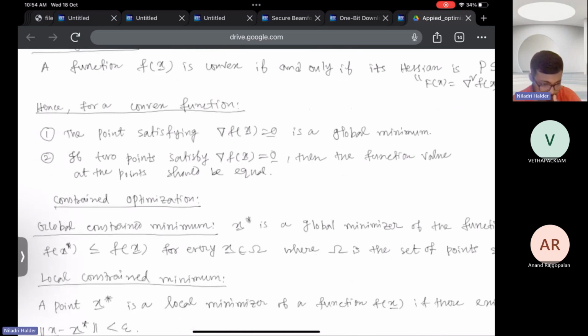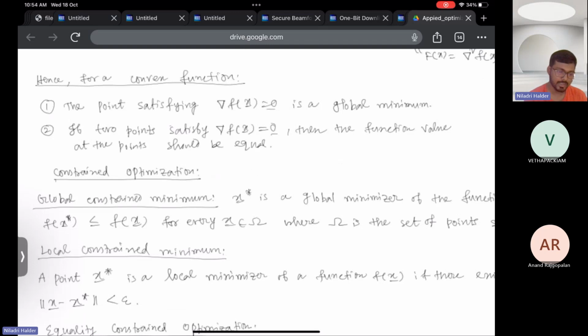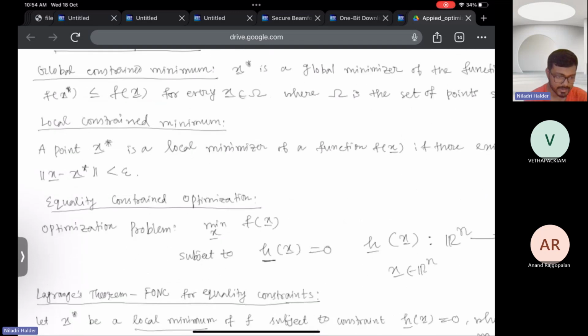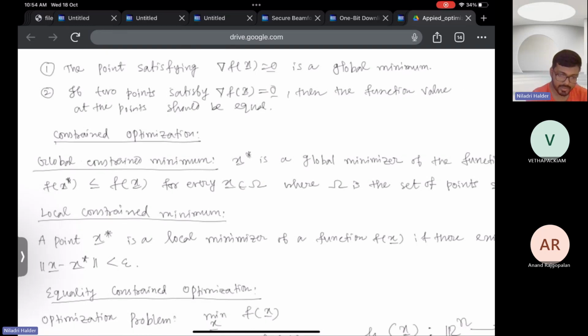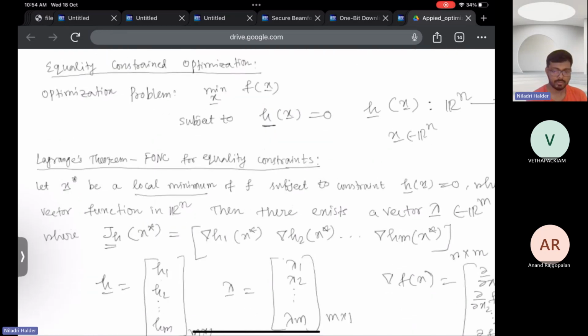For the convex function, just the first order condition is itself sufficient. That means if you solve gradient of f(x) equal to 0, that will give the solution of your optimization problem. No need to go and check the Hessian and positive semi-definiteness; those things are not required. And for the constrained optimization problem, there is one more constraint set, and we need to check whether that set is convex or not.